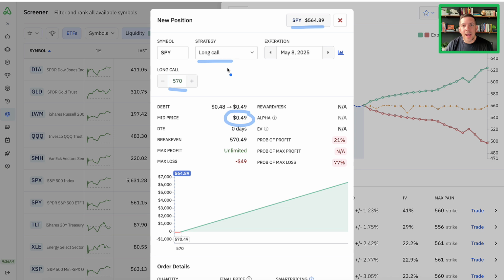Now the question is, how much intrinsic value is there? Is there any value if the option buyer was to exercise this contract? Zero. There's zero intrinsic value, right? Because he or she would exercise the contract at 570, essentially buy stock at 570, but then sell it in the open market for 565. That's stupid. They wouldn't do it.